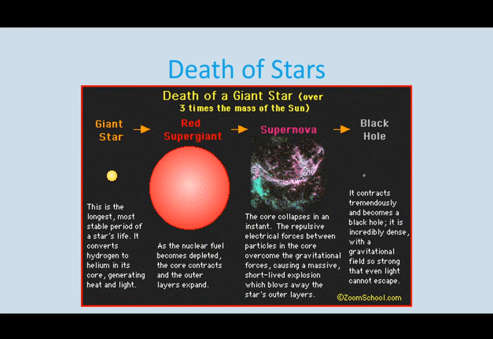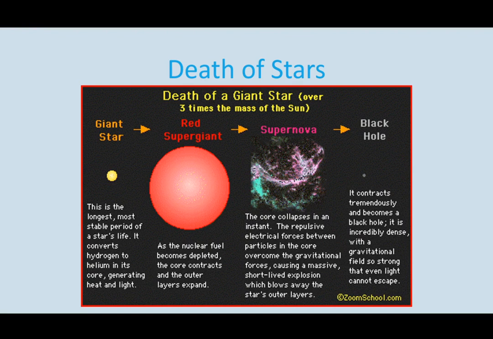After the supernova, we have a black hole, and I'm sure you've heard of a black hole before. I believe last year scientists were able to get the first image of a black hole. You might have seen it. It's like an orangey image, which looks like a circle. You've seen it probably in movies or TV shows. But basically, in the black hole, it contracts tremendously. All these outer layers, this explosion, it contracts and becomes a black hole. And it is incredibly dense with a gravitational field so strong that even light cannot escape. So that's where the black hole comes from.